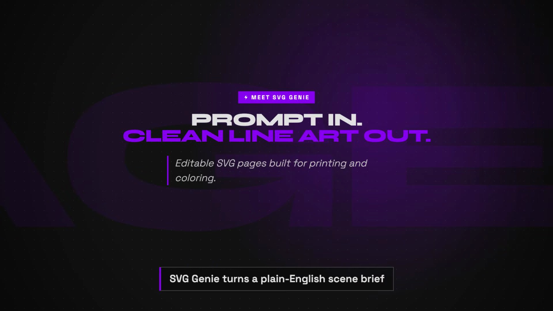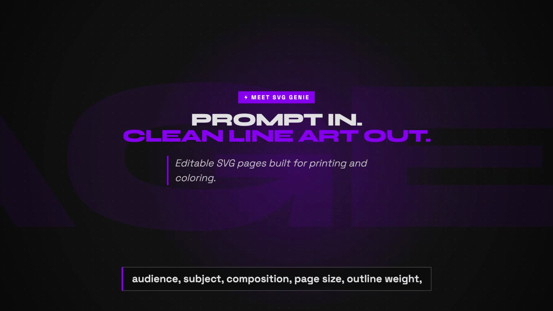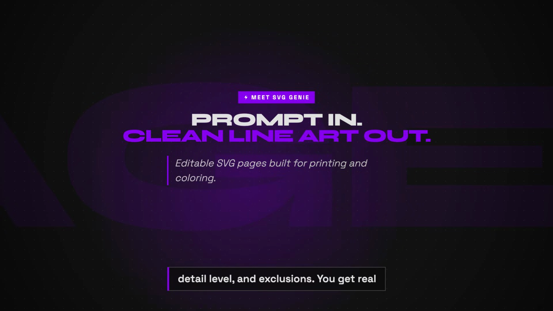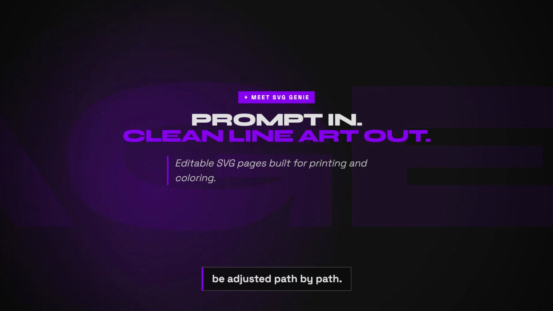SVG Genie turns a plain English scene brief into editable vector line art. Describe the audience, subject, composition, page size, outline weight, detail level, and exclusions. You get real SVG source with clean geometry that stays sharp in print and can be adjusted path by path.